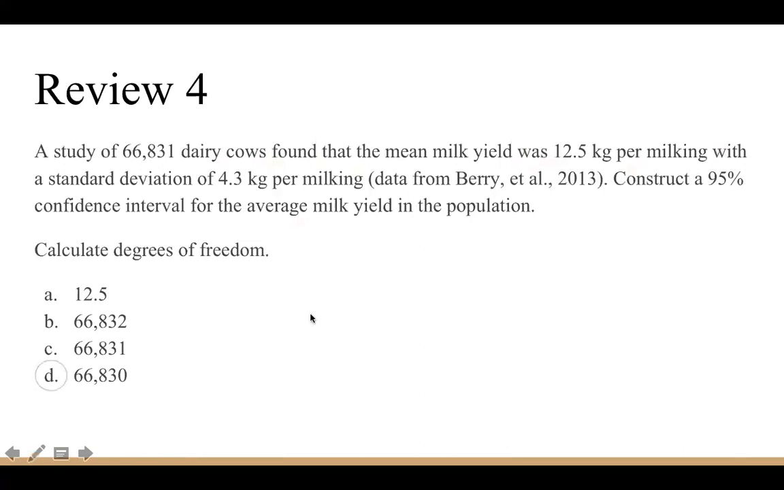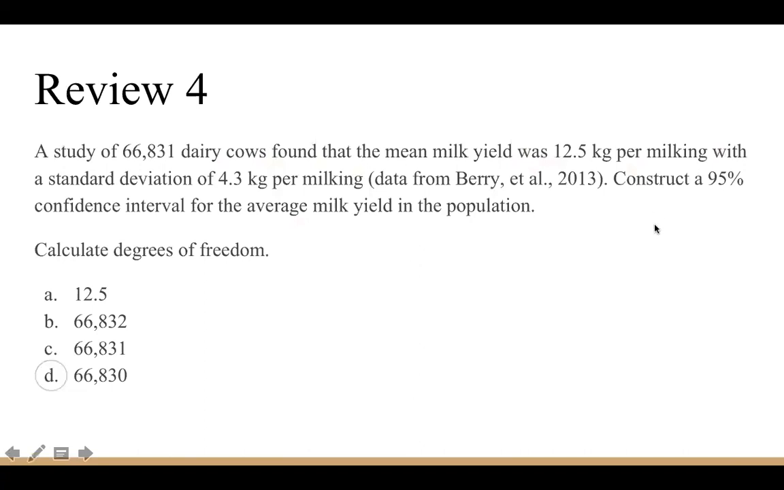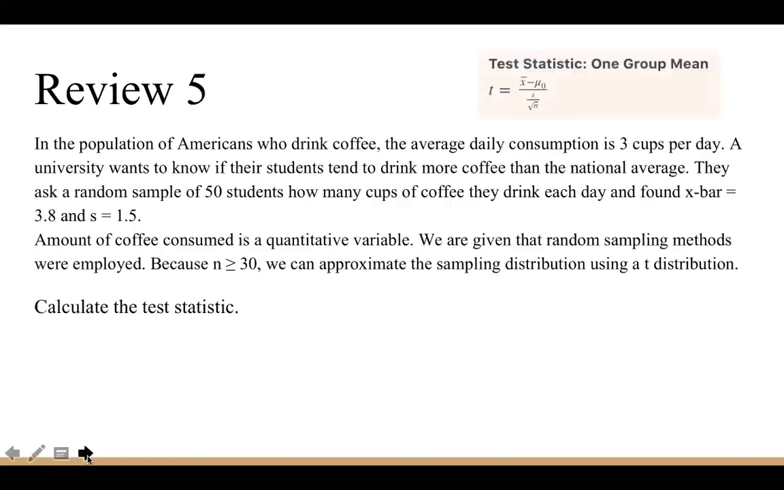Okay, yes, good. The answer is D. So here, to calculate the degrees of freedom, just remember that you take n and subtract 1. So here our n is 66,831. So we're just going to subtract 1 from that, and our answer is D. So good job. So for the next review, I'm just looking for you guys to calculate the test statistic. I put the formula at the top just for your convenience so you can reference it while you do it. But go ahead, take like a couple moments to do that, and then we're going to go over it together.